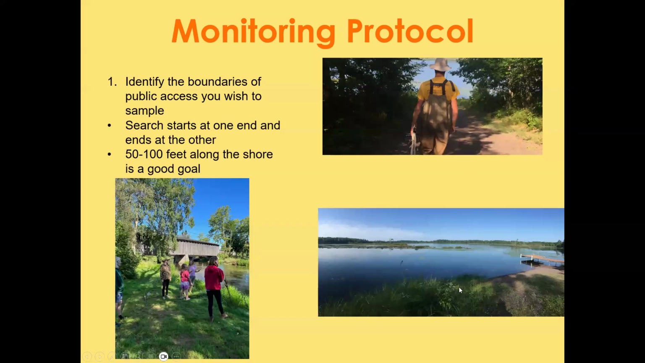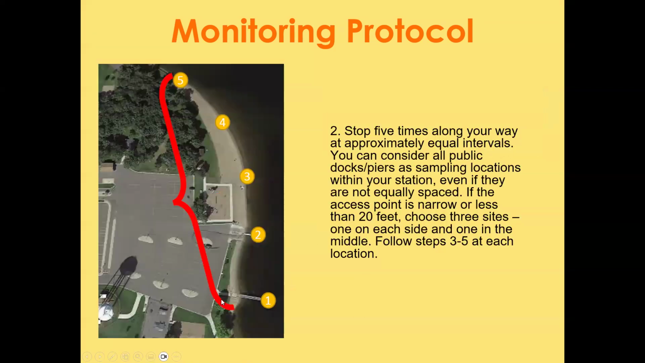So we're starting at one end and going to another. As you work from one end to another of your monitoring site, you're going to stop 3 to 5 times: 3 if it's really narrow, 5 if it's nice and wide. And we're going to try to space out our stopping points pretty evenly. If there is a dock or a pier, those are really good places to stop because people using the water recreationally, who might be more likely to spread invasive species, often frequent the docks, right? So those are good AIS hotspot locations to check.